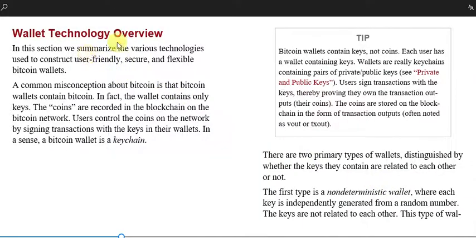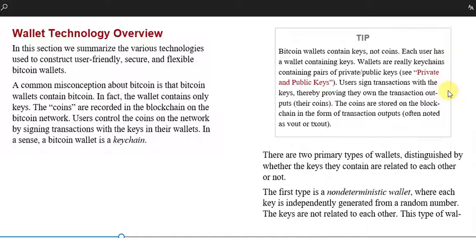Wallet Technology Overview. In this section we summarize the various technologies used to construct user-friendly, secure, and flexible Bitcoin wallets. A common misconception about Bitcoin is that Bitcoin wallets contain Bitcoin. In fact, the wallet contains only keys. The coins are recorded in the blockchain on the Bitcoin network. Users control the coins on the network by signing transactions with the keys in their wallets. In a sense, a Bitcoin wallet is a keychain. Tip: Bitcoin wallets contain keys, not coins.